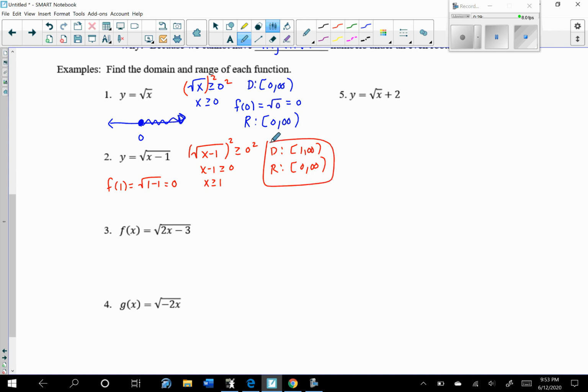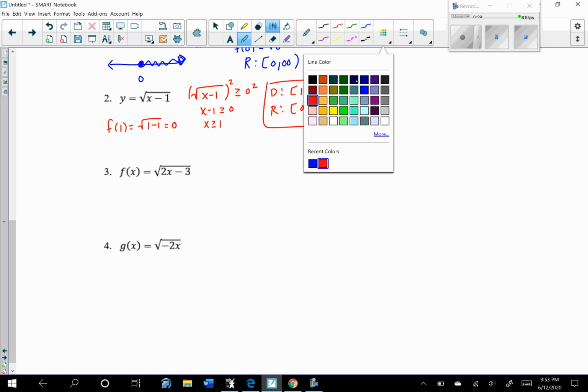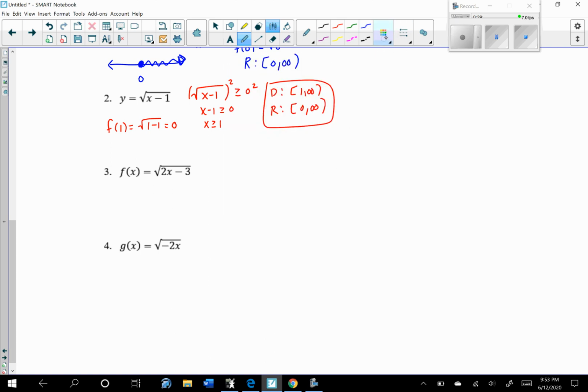So let's go ahead and look at number 3, same thing. So we're going to take what's underneath our square root, and you can just take that. You don't actually need to write the square root because you know every time you square a square root, it goes away, and then when you square 0, it's going to be just 0. So really you can just do 2x minus 3 is greater than or equal to 0.